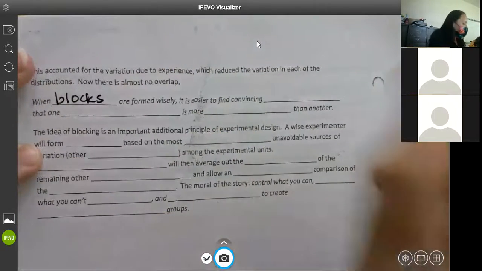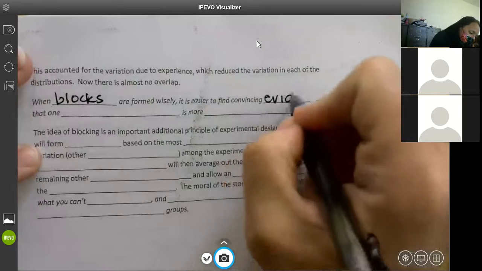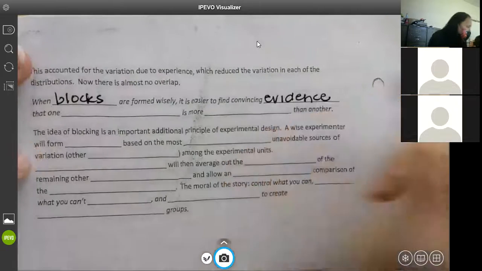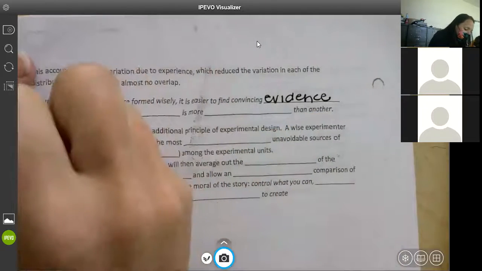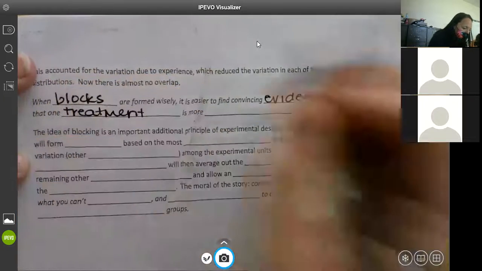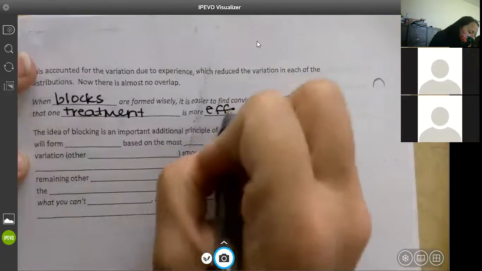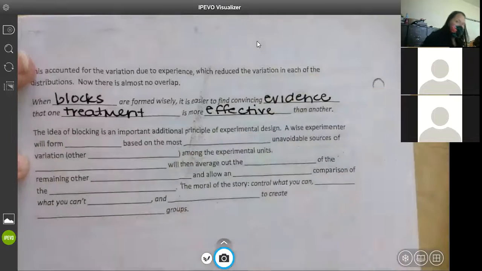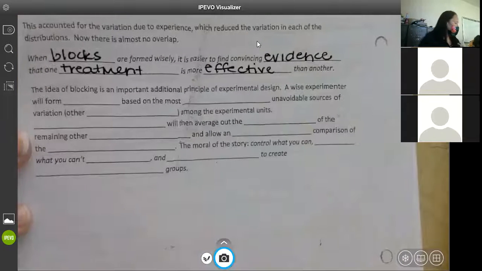it is easier to find convincing evidence that one treatment is more effective than another. The idea of blocking is an important additional principle of experimental design.